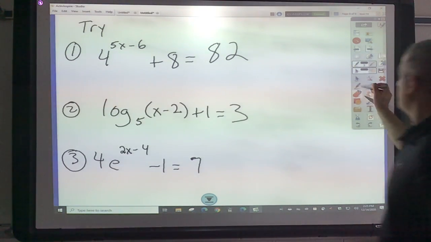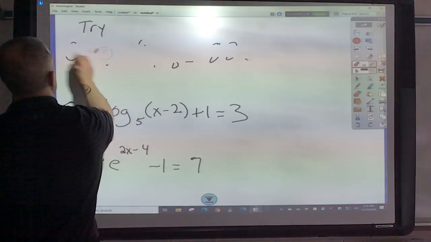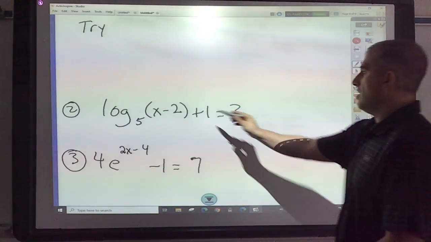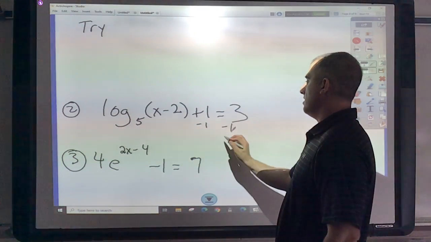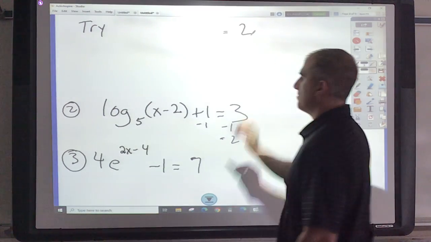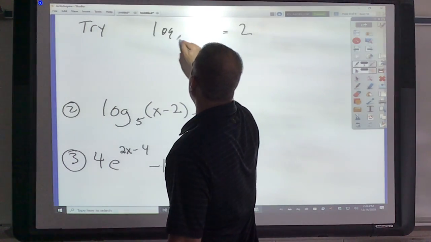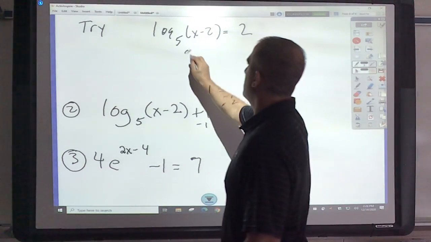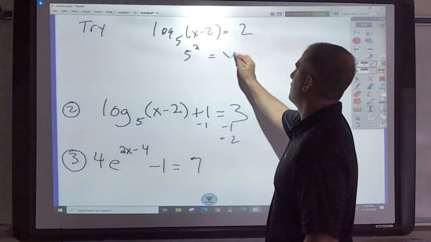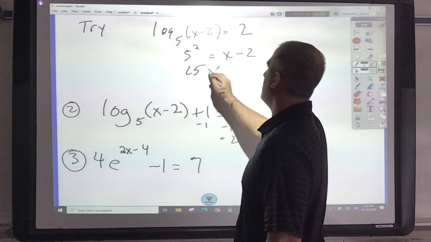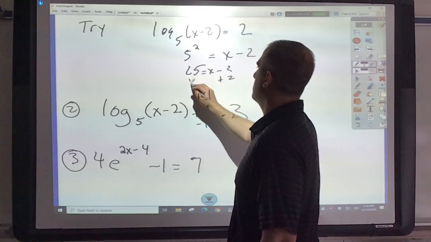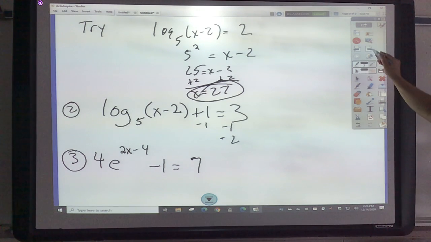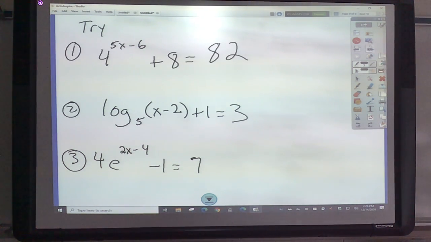Let me erase this first one, and I'm just going to do the work for this one up here. What I want to do first is subtract 1, so this would be 2 on this side. So I got log base 5, x minus 2 equals 2. Now I want to do a simple conversion. So it'd be 5 squared equals x minus 2. 5 squared is 25, and then I'd just be adding 2, so x equals 27. Pretty easy. All right, let's go to the third one.